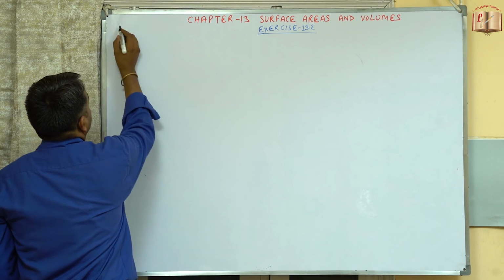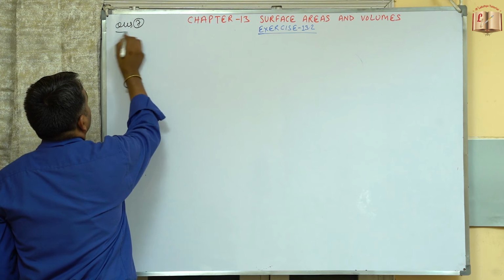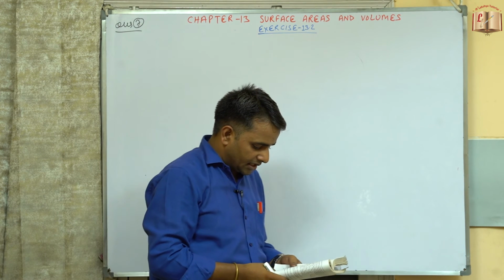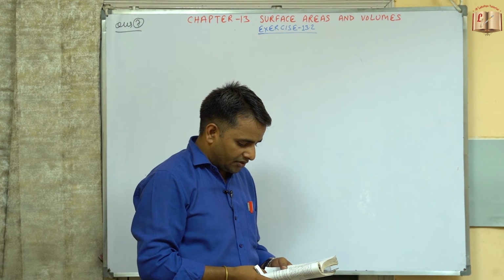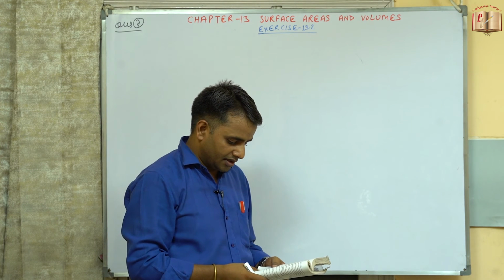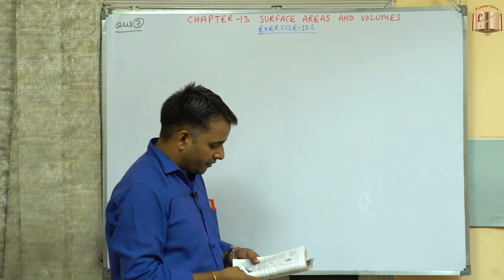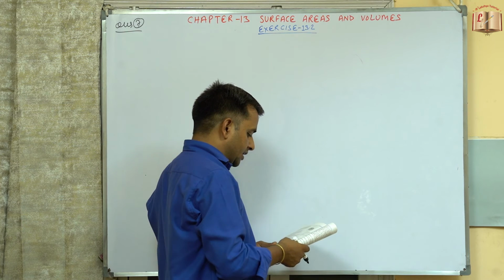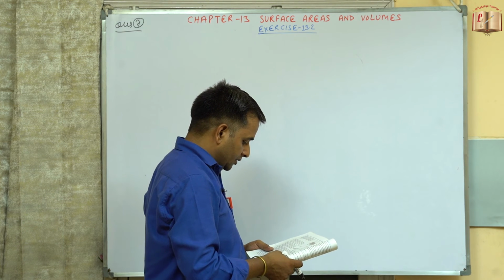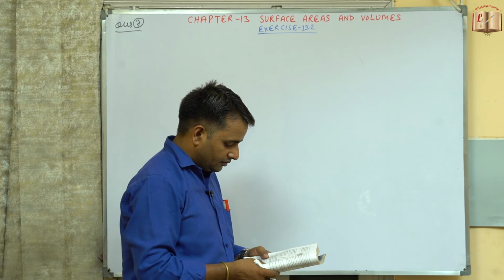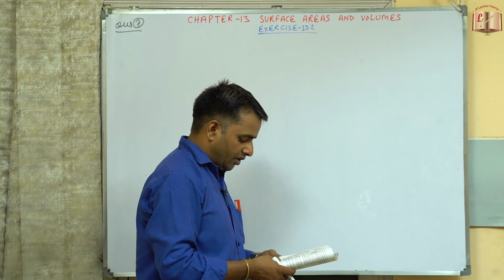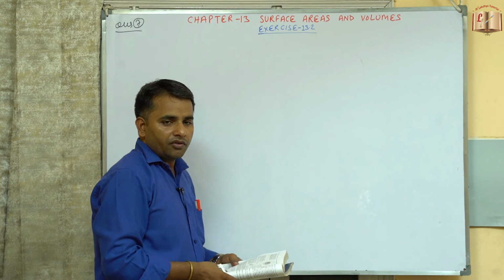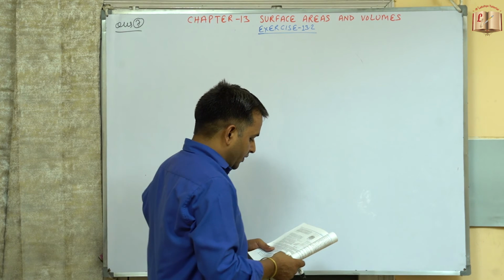Now coming to question number 7th. A solid consists of a right circular cone of height 120 centimeter and radius 60 centimeter, standing on a hemisphere of radius 60 centimeter, is placed in a right circular cylinder full of the water such that it touches the bottom. Find the volume of the water left in the cylinder if the radius of the cylinder is 60 centimeter and height is 180 centimeter. So first of all, we make our figure.